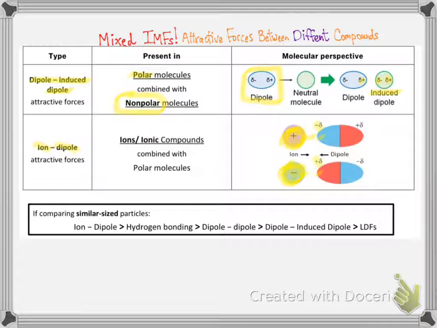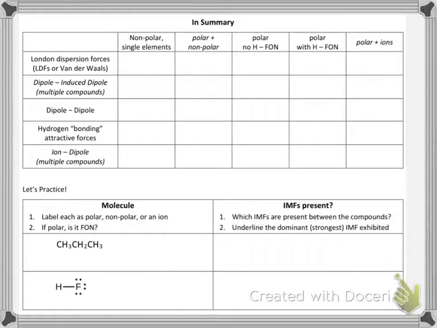So to put it all together, with the note that you're comparing things of similar size, ion dipole is by far the strongest, then hydrogen bonding, then dipole to dipole, then dipole-induced dipole, and then LDFs. Okay, let's summarize this in one giant table. It'll be lots of fun.